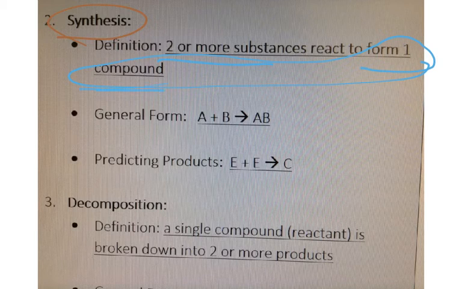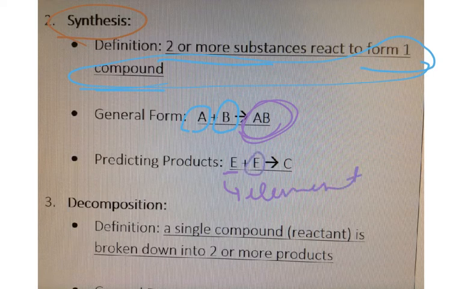So your general form is an A, so that could be an element or a compound, combining with B to make an element or compound. But the key is that you are only producing one compound at the end. When we expect you to predict the products, meaning we will give you both reactants, we will give it to you in the form of an element. So E stands for element in this class for right now. An element plus another element, okay? And what we're going to expect you to do is smush them together to make a compound. So C in this class right now represents a compound.